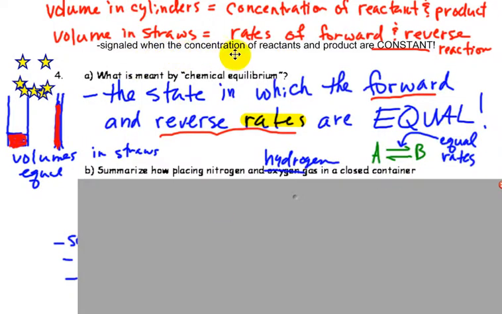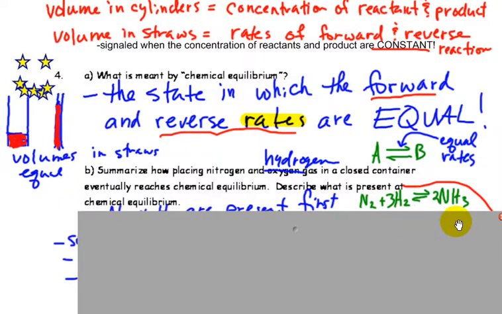So, even though the concentrations are constant, the forward and reverse rates are equal. So the amount of A forming B is equal to the amount of B forming A. Even though I have different amounts of A and B, the amounts of A and B stay constant because I have an equal amount of forward reaction and reverse reaction.